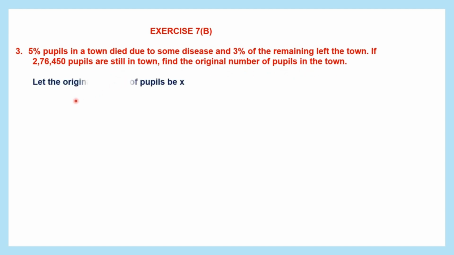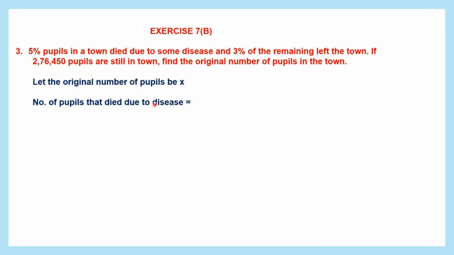So let's write that. Let the original number of pupils be x. Now that is what we need to find out. So we're going to consider that original number to be x. You can even take it as 100. Here let's take it as x. Then the number of pupils that died due to disease.